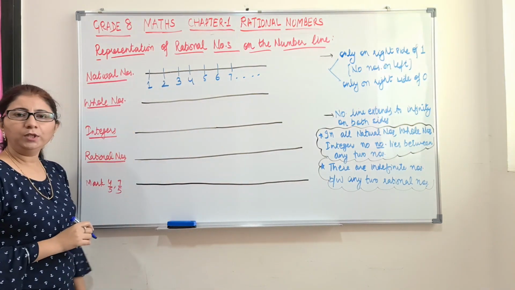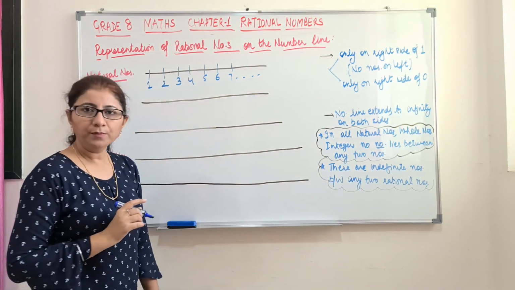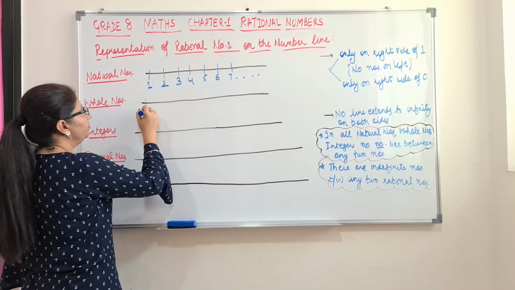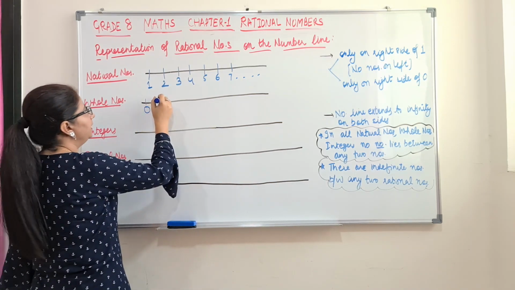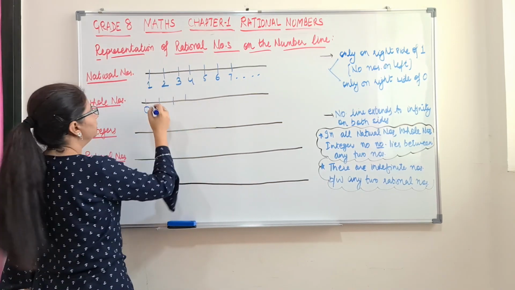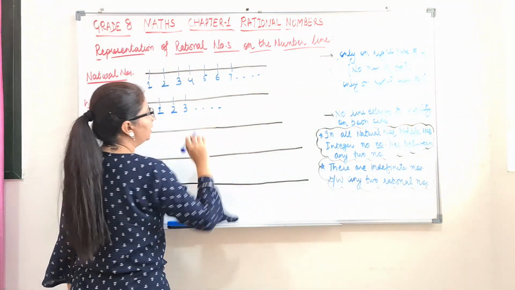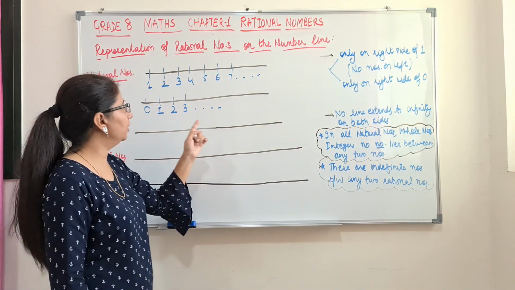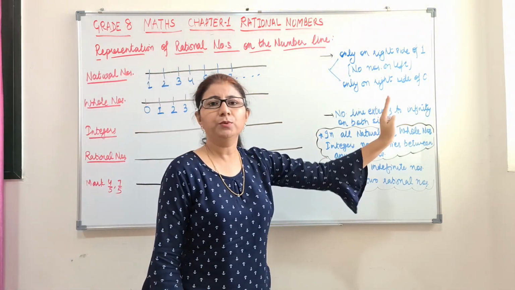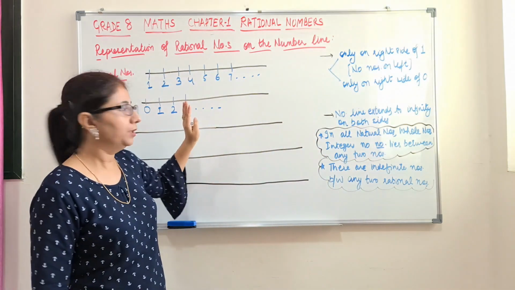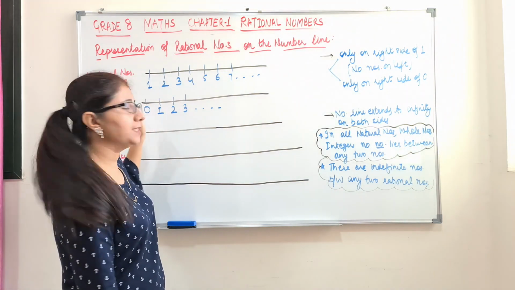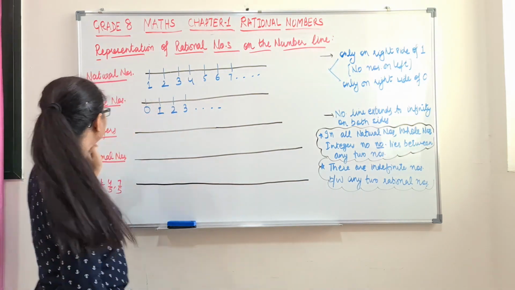So what about whole numbers? Whole number starts from 0. So first number should be 0 here and then same as according to the natural number. So here it should be 1, 2, 3 and so on. This number line also extends only towards the right. There should be no number on the left hand side of 0.